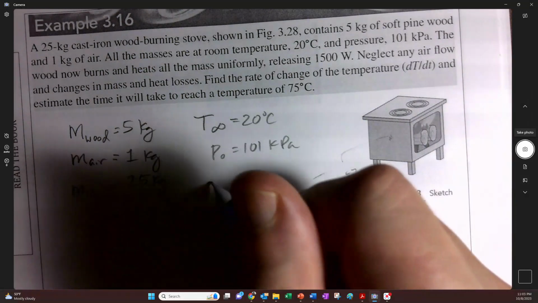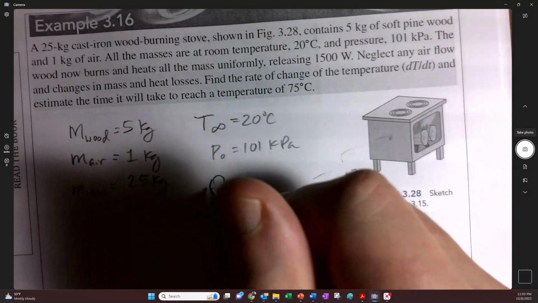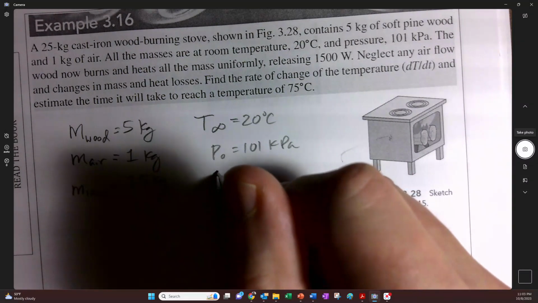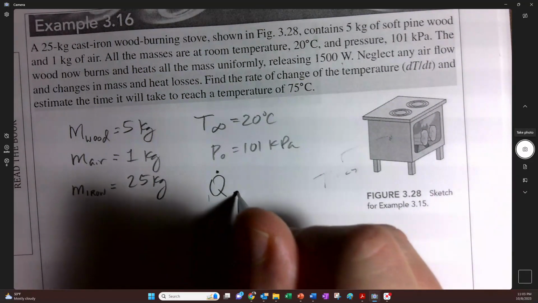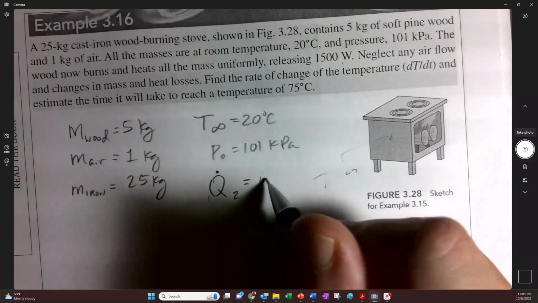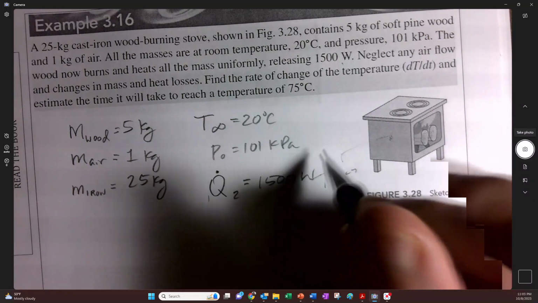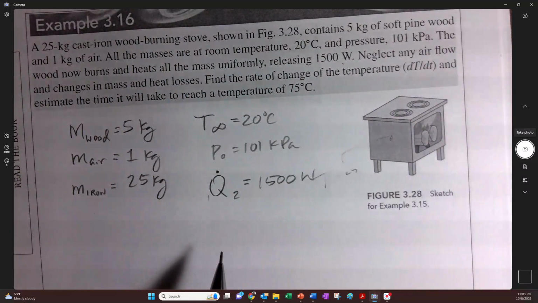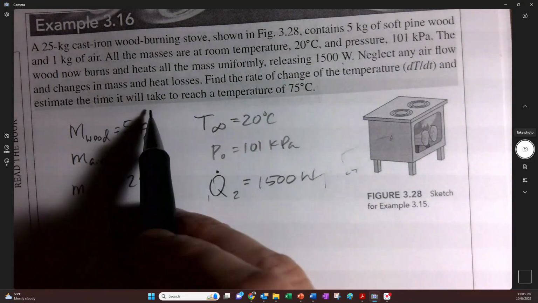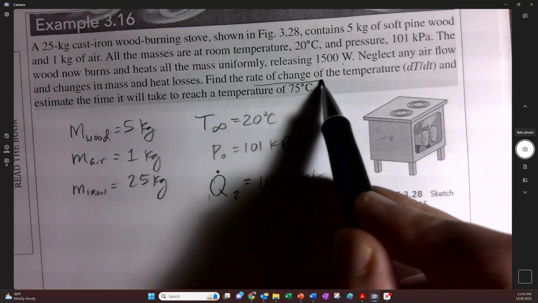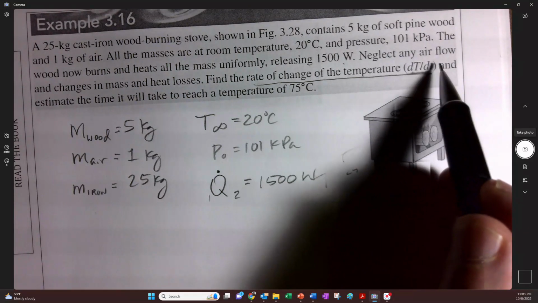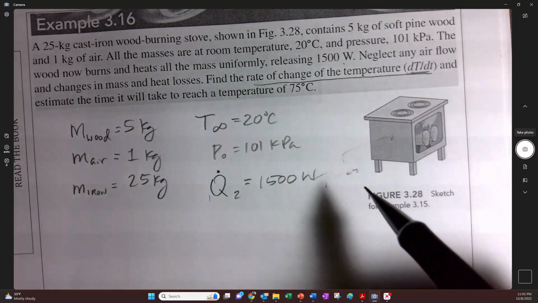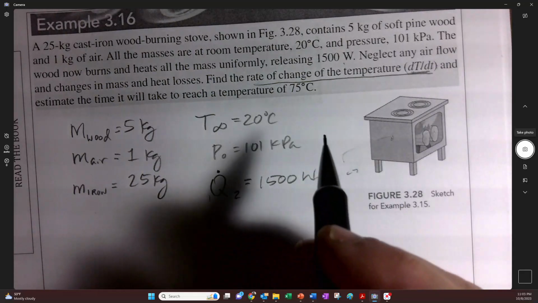All right. Oh, and the heat transfer rate. So it's going to be a rate because it's in watts. Between 1 and 2, it's going to be 1,500 watts. And we're trying to find the rate of change of temperature, so this is dT/dt.